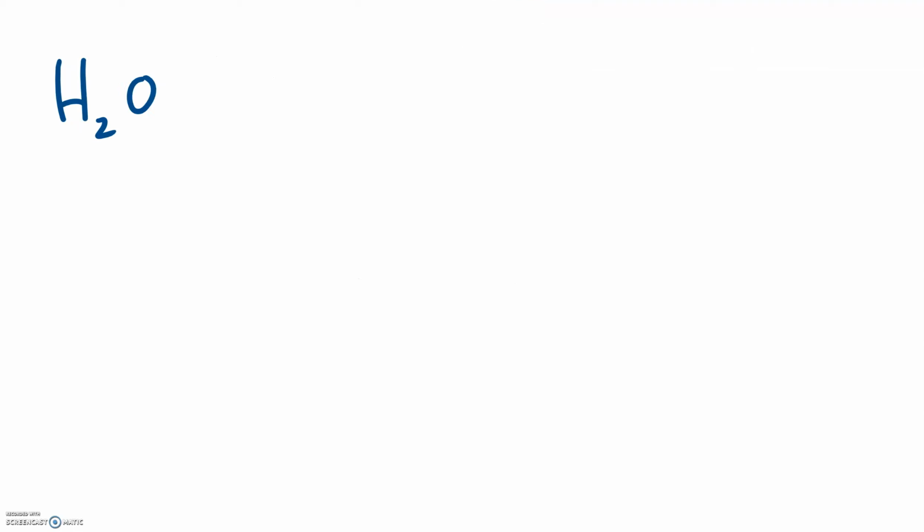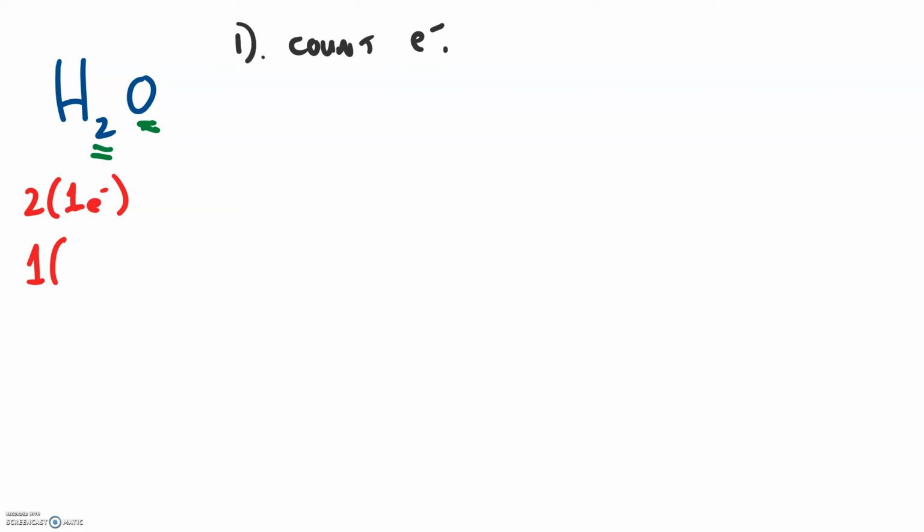Okay, here's a molecule that we're all familiar with. This is water. It has 2 hydrogens and 1 oxygen. So let's remember that our first step is to count the electrons in the valence. We have 2 hydrogens and they each have 1 valence electron. We have 1 oxygen and it has 6 electrons in the valence, so we have a total of 8 electrons in the valence to play with.